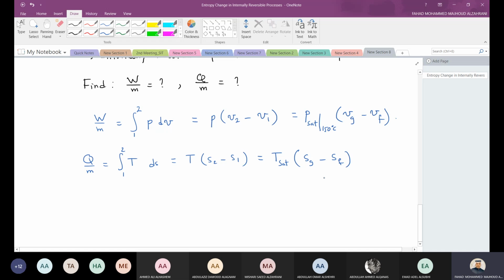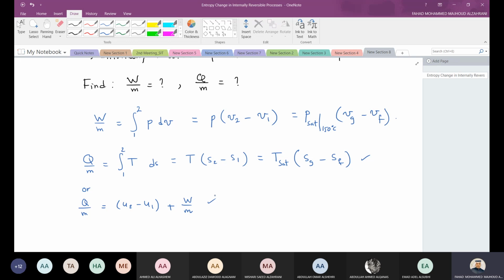And if you do this method, guys, and compare it with Q over m equals delta u, which let's say here is u2 minus u1 plus work over m. If you do this method, you will see that it exactly matches this value. So if you compare this to this, it will directly give you the exact same numbers. Okay.